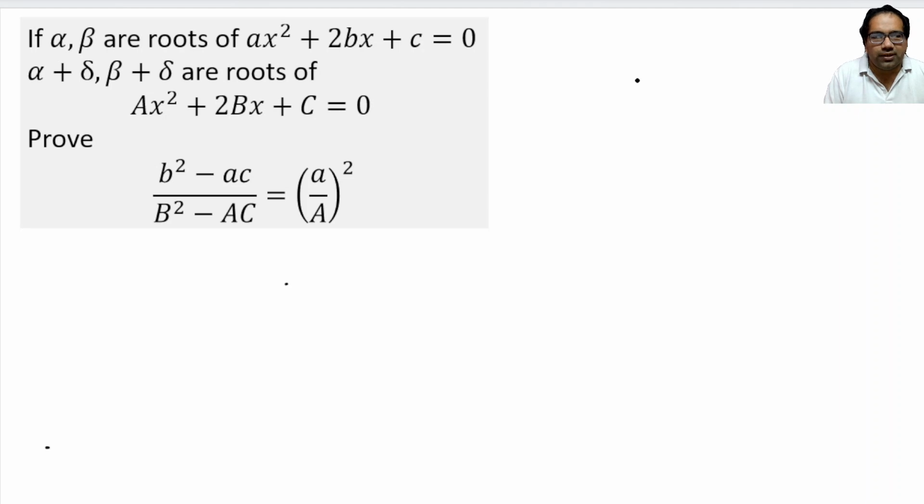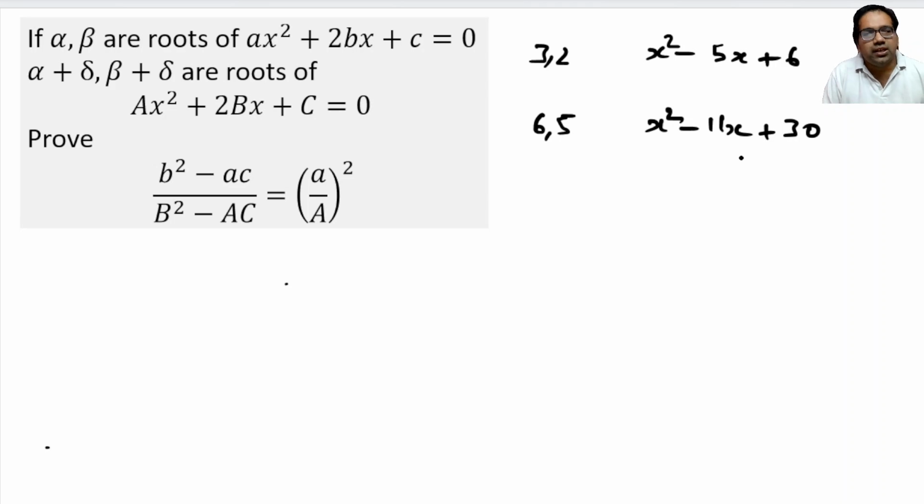Alpha, beta roots. So, for example, 3, 2 are roots of some quadratic equation. What is the equation? x² − 5x + 3 times 2, 6. Then, let's say 6, 5 are roots of another equation. What does that mean? x² − 11x + 6 times 5, 30. Here we have 3, 2 and 6, 5.